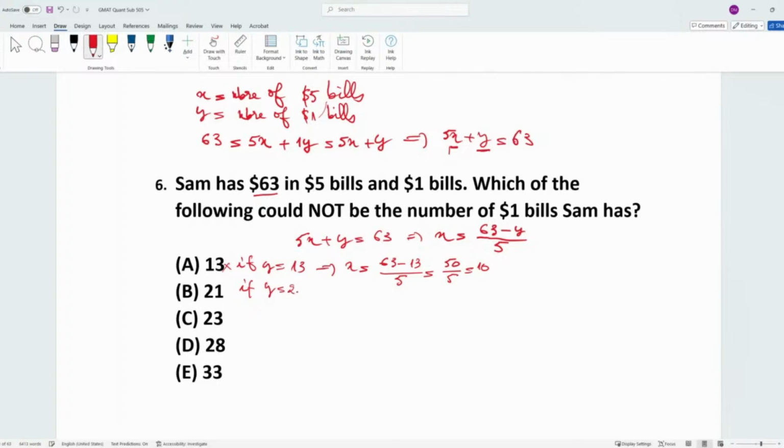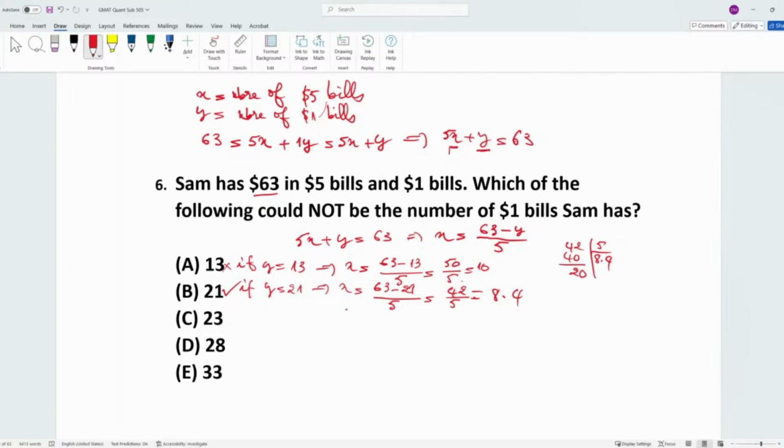If y is equal to 21, then we will have 63 minus 21, okay, 21 is the value of y, over 5, and it's going to give us 42 over 5. So 42 is not divisible by 5. So this is definitely going to give us a decimal number. If you say 42 divided by 5 here, we have 8, it's going to give us 40, we have 2, so it gives us 8.4. So definitely this is the correct answer.